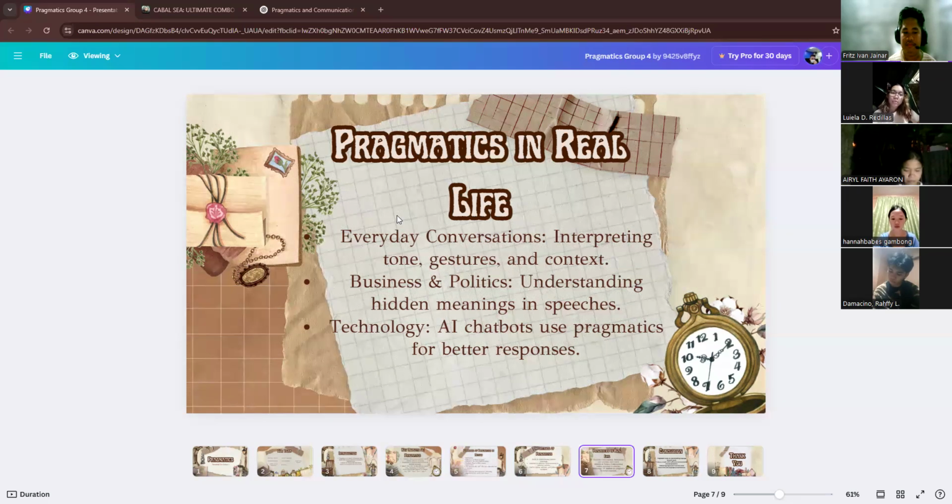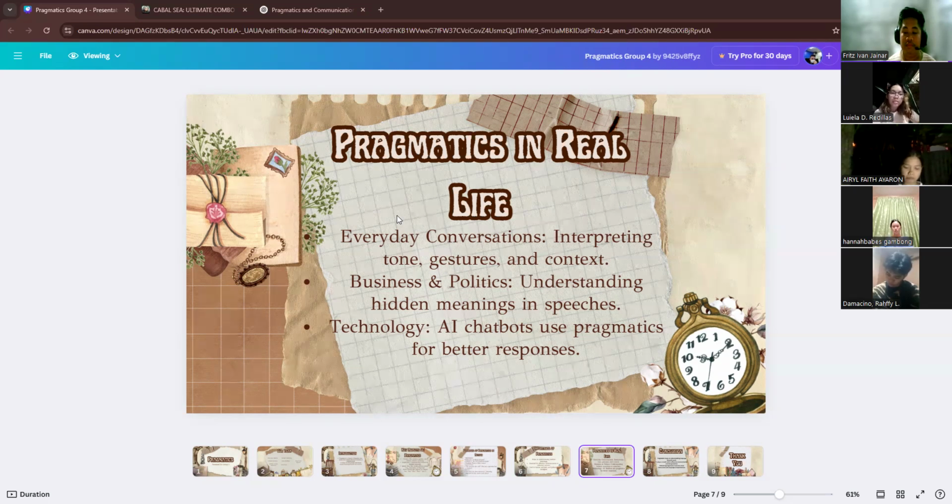The next one will be business and politics. In these fields, pragmatics is crucial for deciphering the hidden meanings in speeches or statements. Politicians and business leaders often use subtle language implication and rhetorical devices to convey messages that go beyond the surface level. So, understanding these implicit meanings is essential for effective communication and analysis.